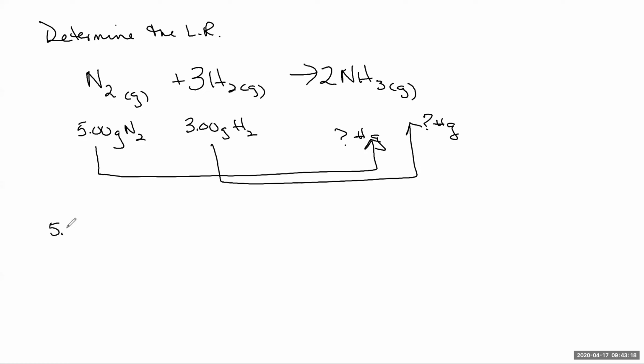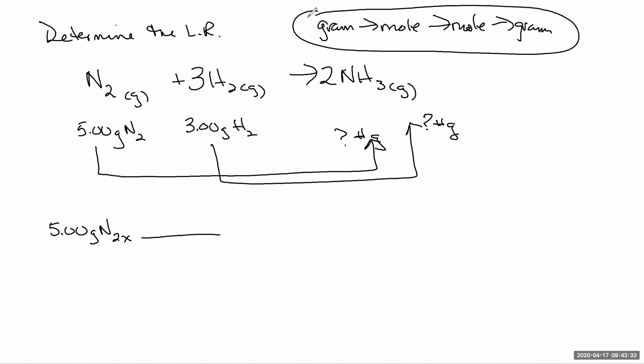If we start with 5 grams of nitrogen, remember, it's gram to mole, mole to mole, mole to gram. These are the problems we did in the previous video. So I need the molar mass of nitrogen, 1 mole of N2. It's going to be 2 times 14, 28 grams of N2. This is the molar mass of N2.